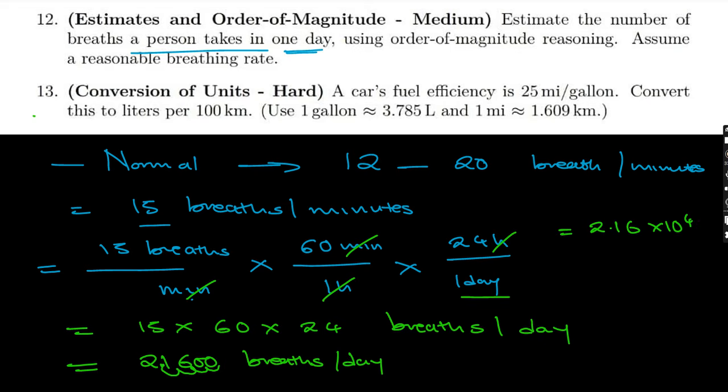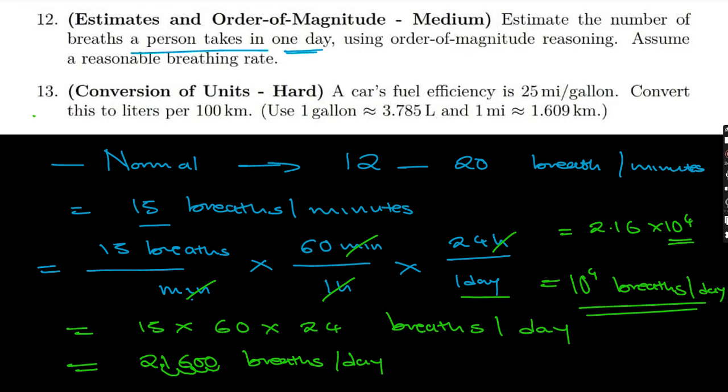Now think of this. The order of magnitude is the power of 10. So the answer is going to be 10 to the power 4 breaths per day. This is going to be our answer.